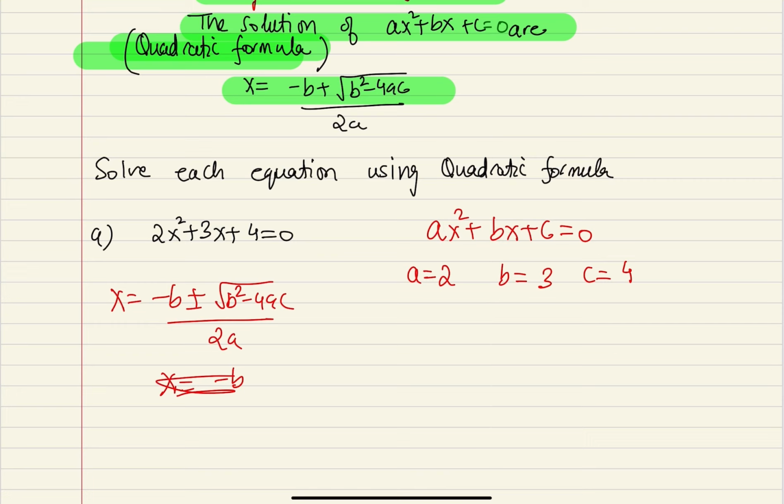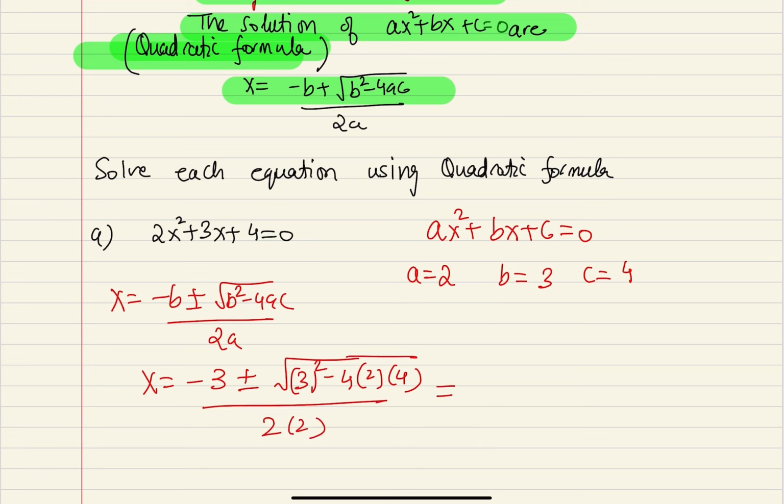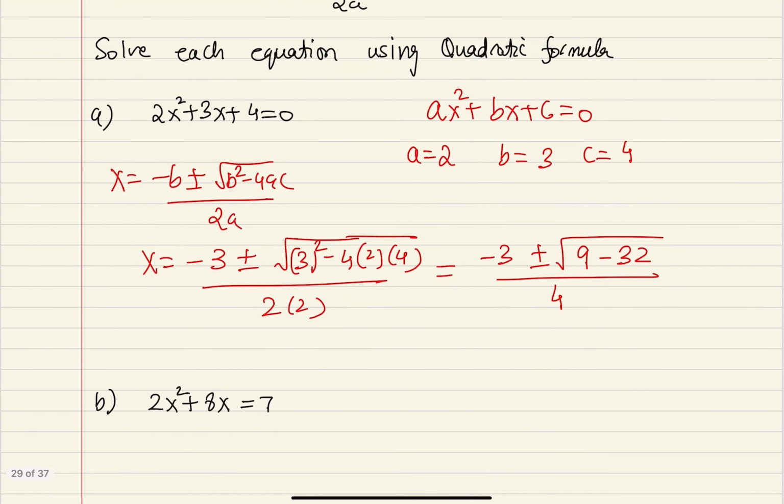So b in this case is negative 3 plus minus square root of b squared minus 4 times a times c, divided by 2 times a. So we have negative 3 plus minus square root of 9 minus 16. 4 times 4 is 16, times 2 is 32, divided by 4. Now, 9 minus 32, we know it is going to be a negative number. It is going to be negative 23. So negative 3 plus minus square root of negative 23 divided by 4.